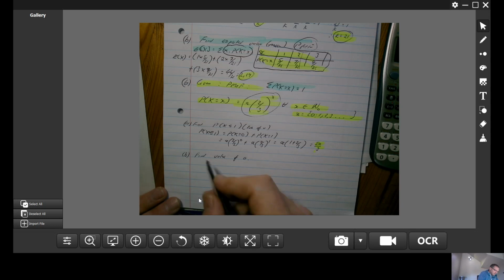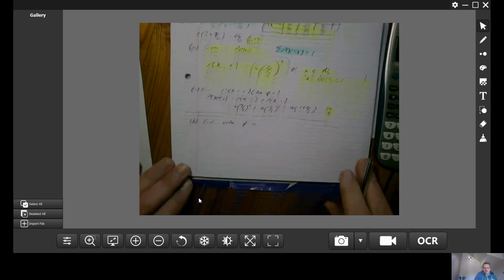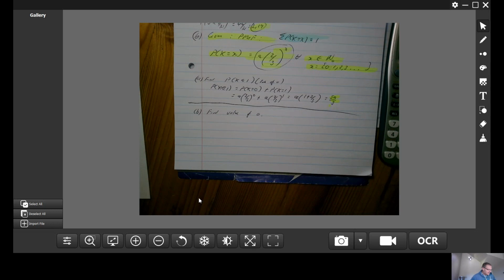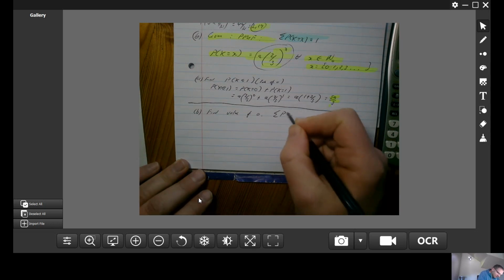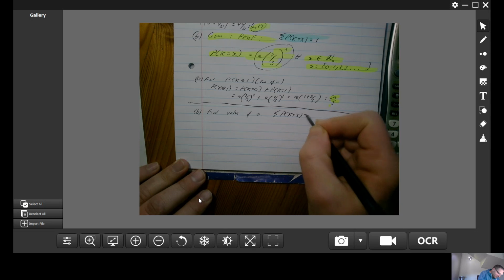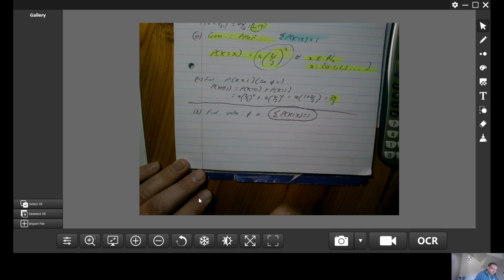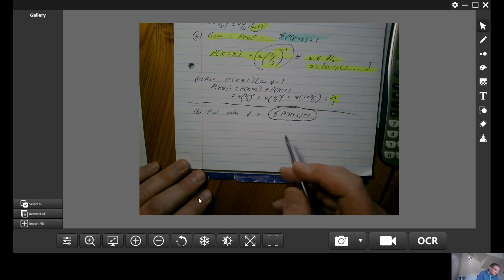Right, now here's a more interesting one. The next question says, go find the value of a. Well, to find the value of a, in a probability mass function, whenever you're asked to find a variable, this is what you're normally going to use: the fact that the sum of the probabilities is equal to 1. Now they gave us a hint, so what's going to happen? What does the sum of the probabilities look like?